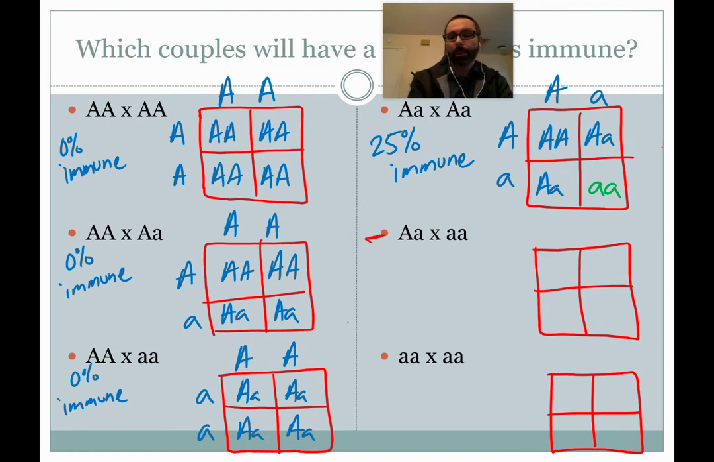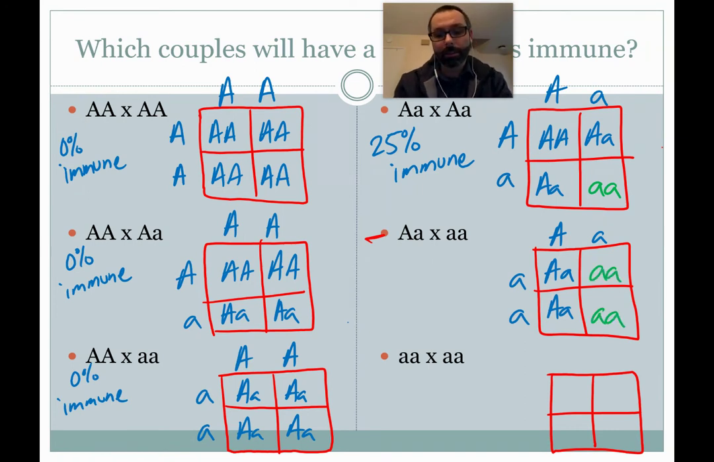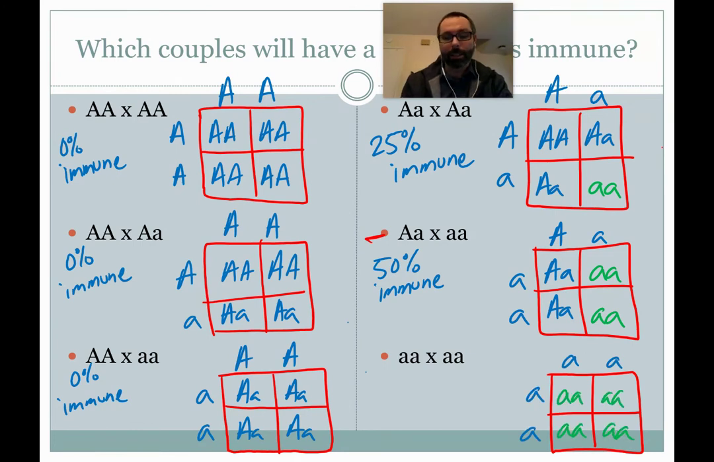Going down to the next one, the normal parent with the immune parent. Now this time, there'll be another 50-50 split. These two are big A, little a. The other two will be little a, little a, which means you'll have a 50% chance from this pairing of normal versus immune. Finally, two immunes, and maybe at this point you realize that if you have all little a's, then there's going to be all little a's everywhere. And these two parents will be 100% immune.